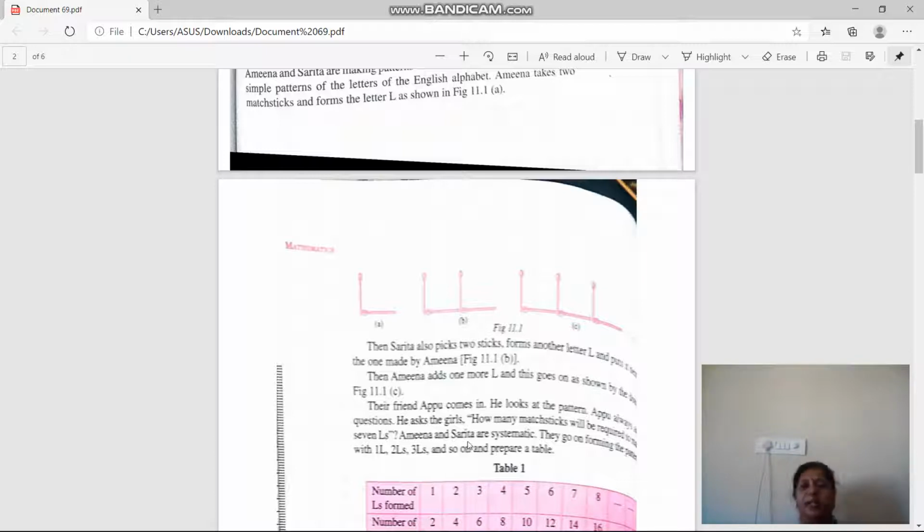So Amina and Sarita are systematic. They go on forming the patterns 1, 2, 3. So instead of making patterns, can they answer the questions? Definitely. How? See here.